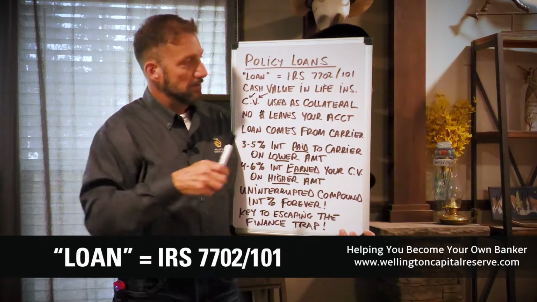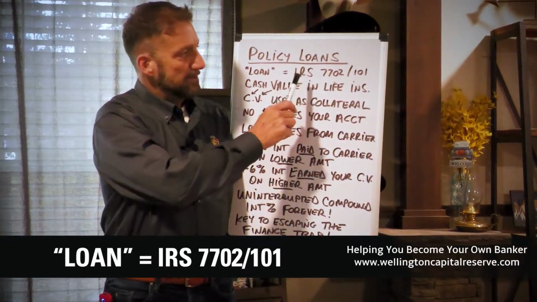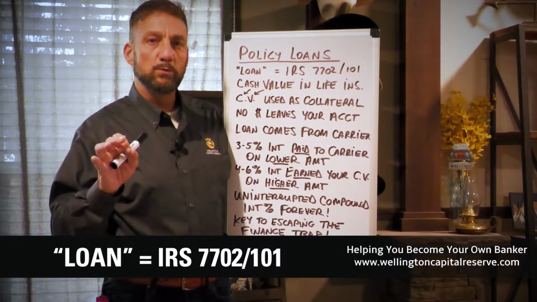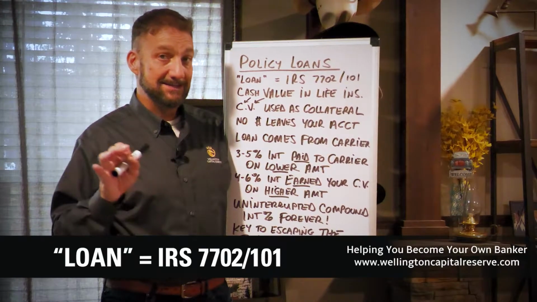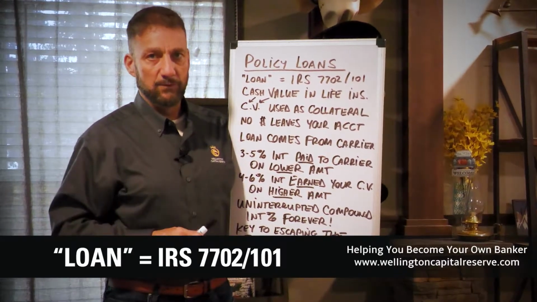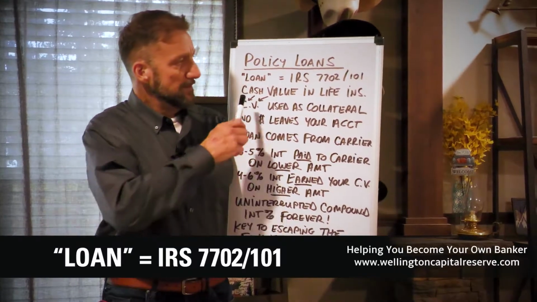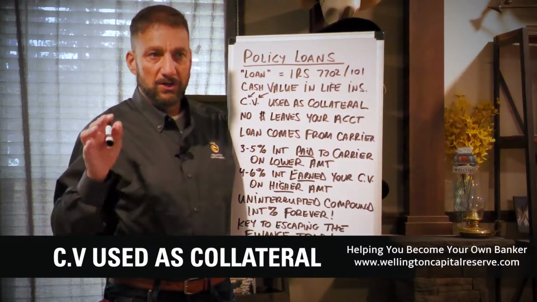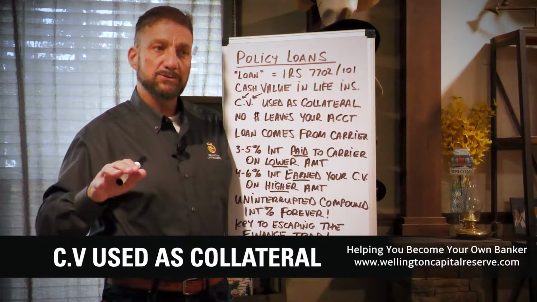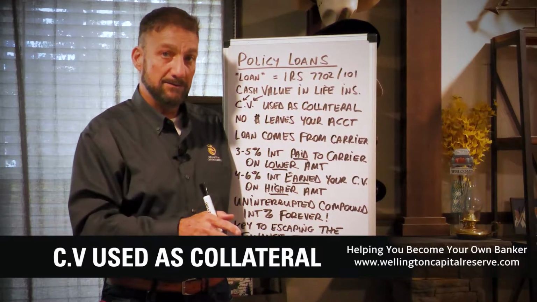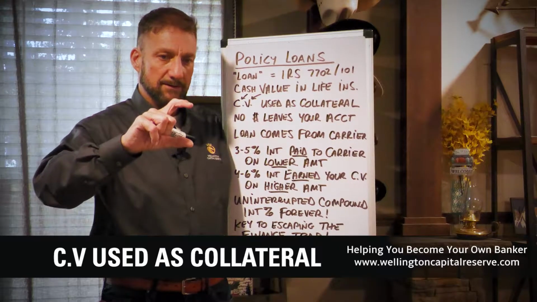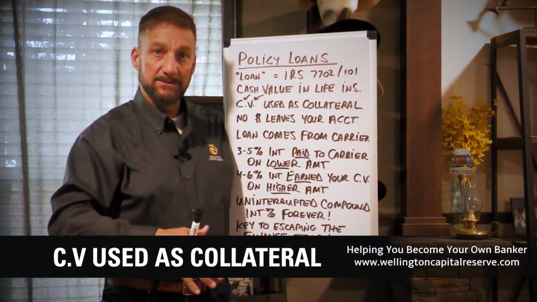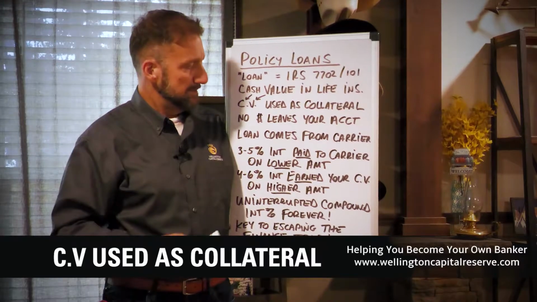A loan, quote unquote, is designated this way because of IRS codes 7702 and 101. Those two codes deal with the cash value treatment and taxation of the cash value inside of a whole life insurance policy, or inside of a life insurance policy in general. So the cash value inside of this life insurance policy is then used as collateral, collateral from the insurance company. The insurance company will look and see what the value of your account is, and you can borrow up to about 95% of the value of your account. For instance, if you've got $10,000 in there, you can borrow about $9,500 out of it, okay?